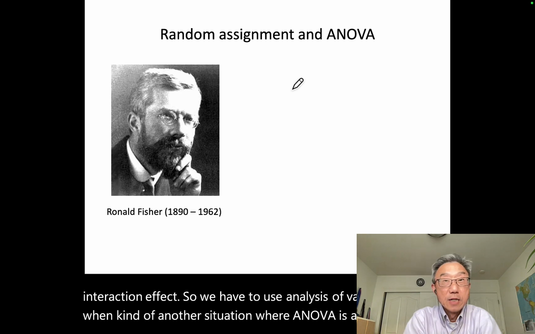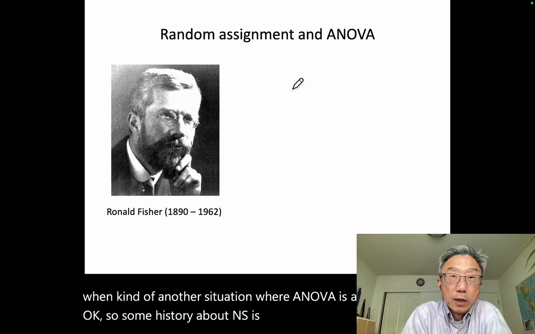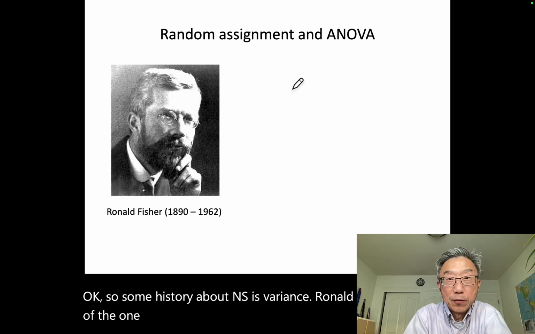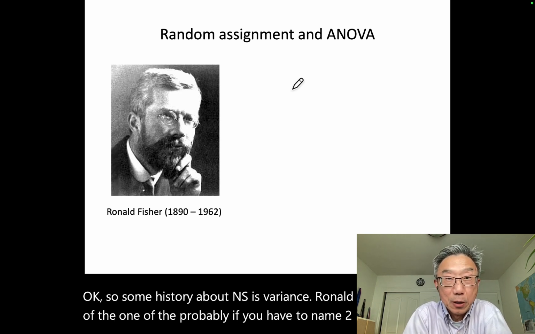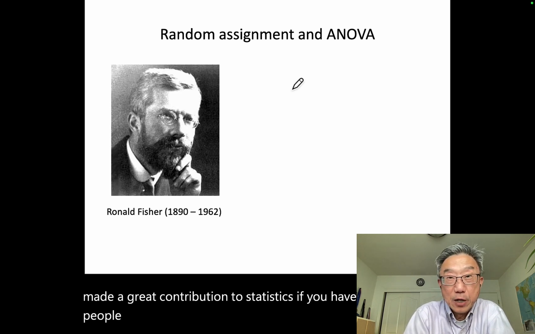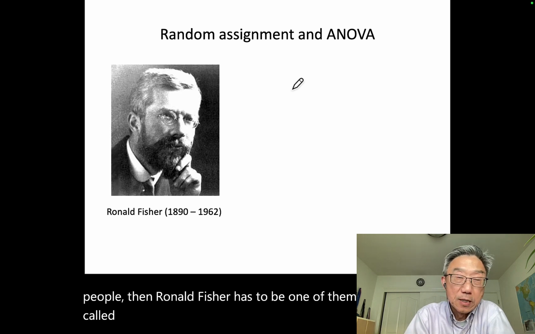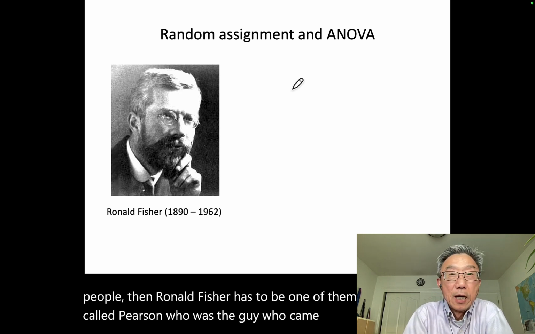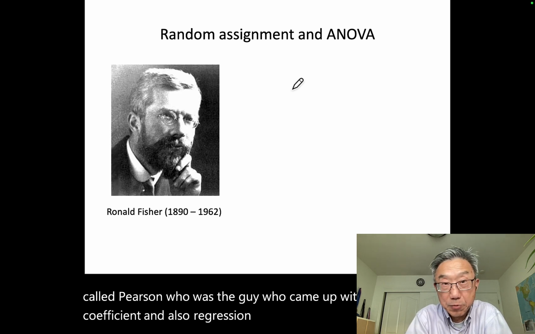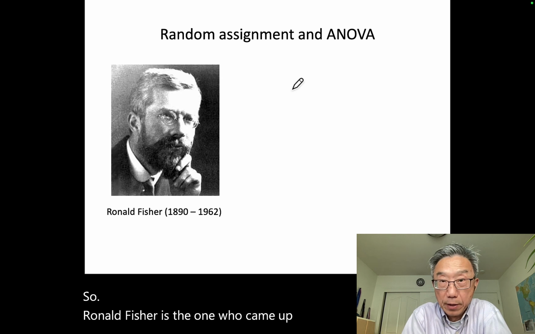Okay, so some history about analysis of variance. Ronald Fisher was probably one of the two statisticians that made a great contribution to statistics. If you have to name two people, then Ronald Fisher has to be one of them. The other one is Karl Pearson, who came up with the correlation coefficient and also regression analysis, etc. So Ronald Fisher is the one who came up with analysis of variance.